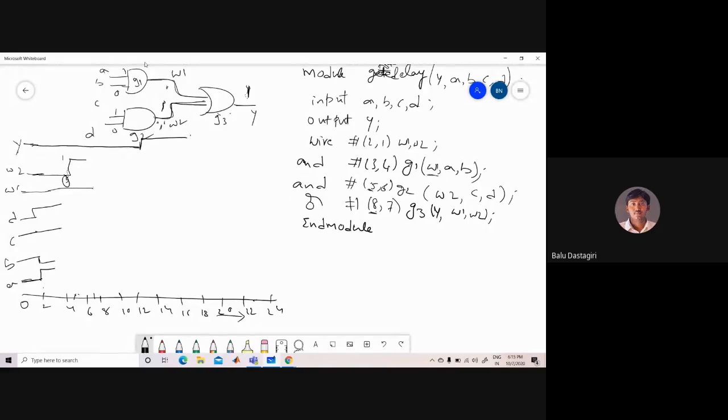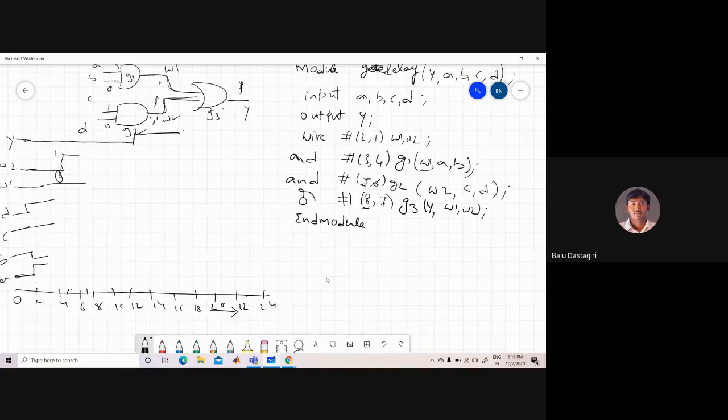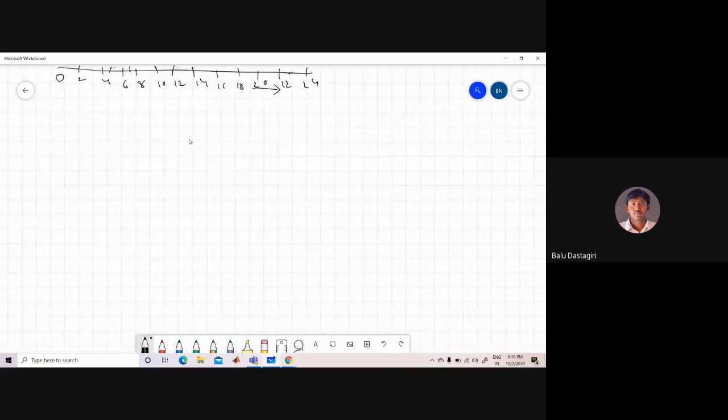Like this, you can determine the combination of net delays and gate delays. Directly you cannot take the output at an instant of time when you have the gate. First we have to take care of the wire delays, and after that calculate the gate delays after the wire delays and again the gate delay. Like this you should do the delay calculation when you are writing a program using net delays.